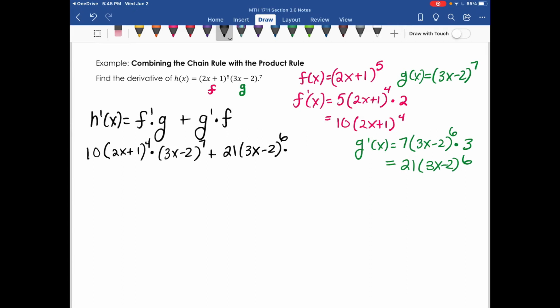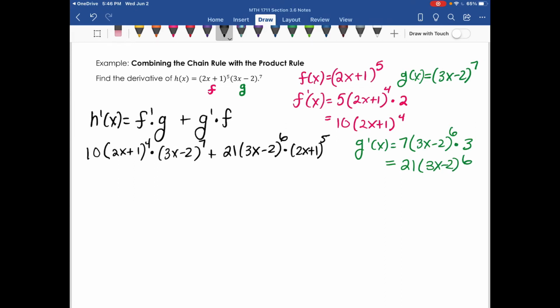And then we're going to add that to the derivative of g, which is 21 times 3x minus 2 raised to the 6th, but we have to multiply that by f still, so that's going to be times 2x plus 1 to the 5th. Now, we can clean this up by factoring.